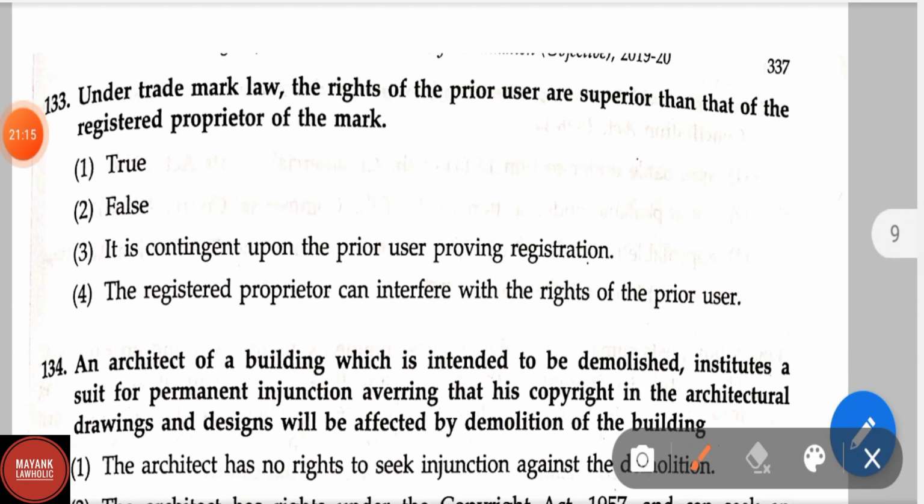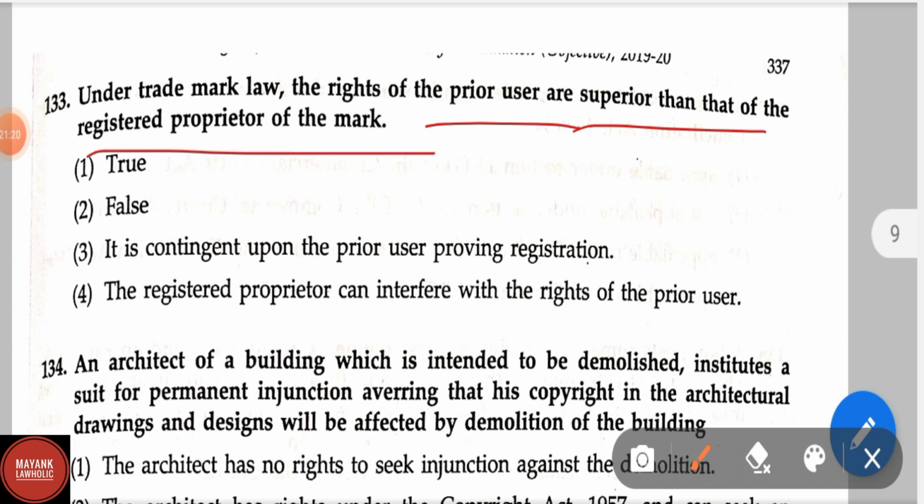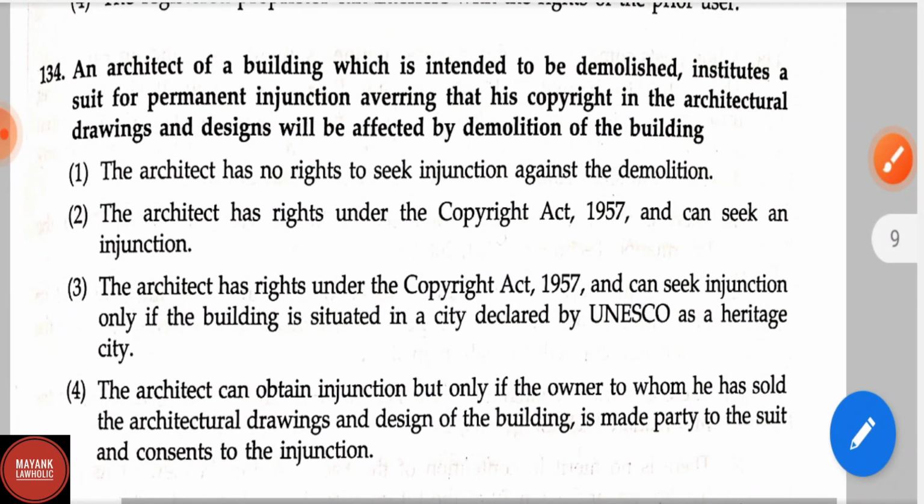Under trademark law, the rights of the prior user are superior to those of the registered proprietor of the mark. Options are: true. Option second, false. Third, it is contingent upon the prior user proving registration. And option 4, the registered proprietor can interfere with the rights of the prior user. Correct answer is option 1, true. Under the trademark law, the rights of the prior user are superior to those of the registered proprietor of the mark. This is the correct statement. Now let us see the question number 134.